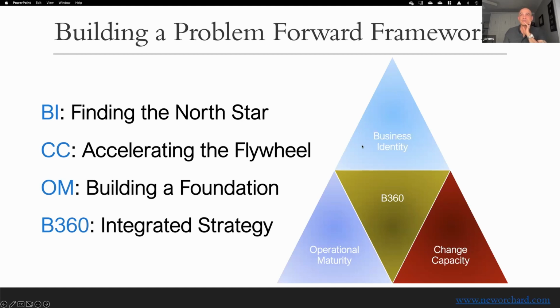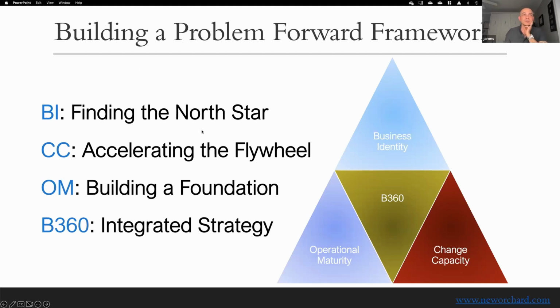Business identity, this is really the North Star. Is everyone rowing in the same direction? And we use an assessment to identify that area, where the disconnect is, and then what the roadmap is to get alignment in strategic perspective among the leadership team.